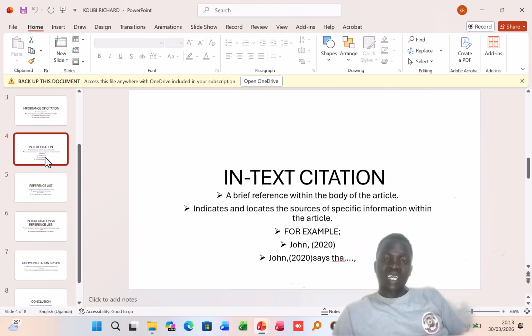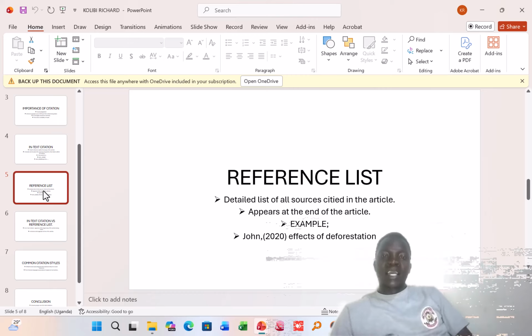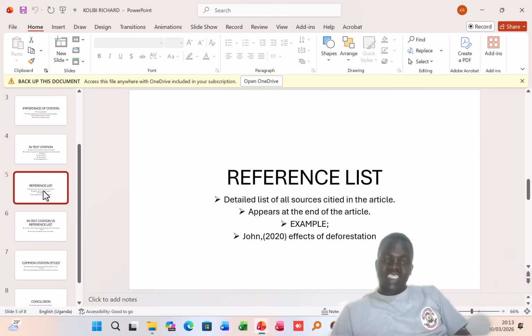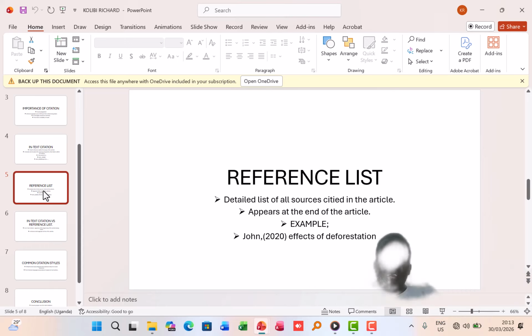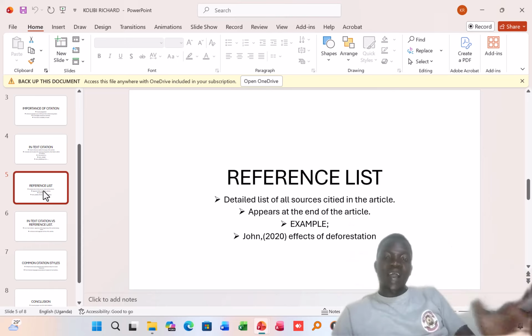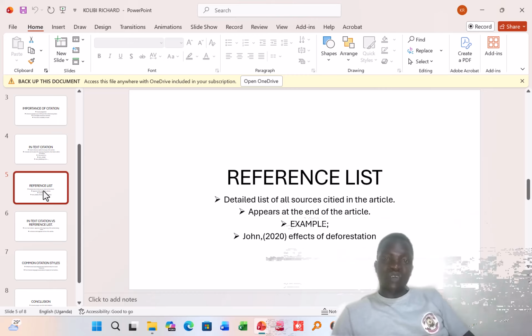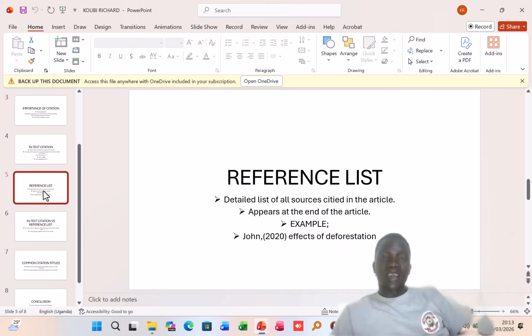So in that way, there is the in-text citation. An in-text citation is a brief reference within the body of the article that indicates and locates the sources of specific information within the article. For example, June 2020. That's a reference. Then June 2020 appears in the reference list, which is a detailed list of all sources cited in the article. It appears at the end of the article. Example: June 2020, effects of deforestation, effects of afforestation, effects of pregnancy, effects of child abuse, such kinds of things.